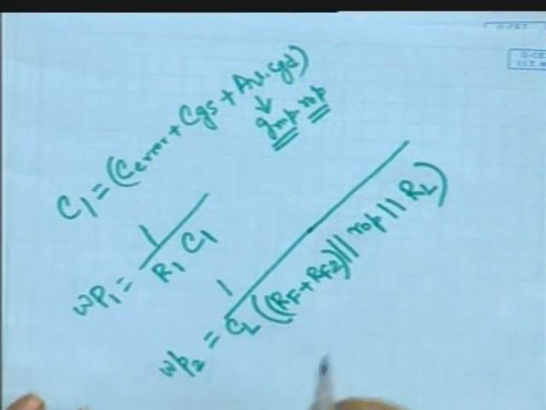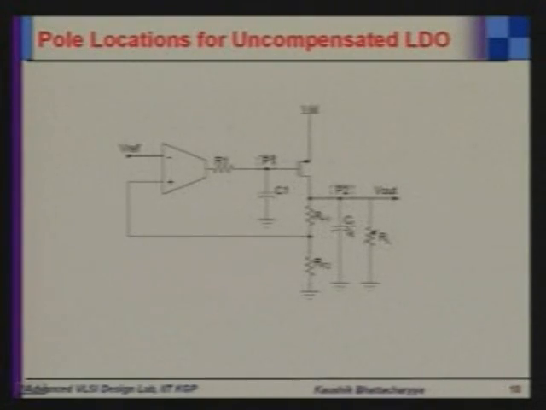Now, it is customary to compensate the high impedance node. For the on-chip regulator, CL is very small. For this, P1, the fast stage pole, will become the dominant pole. You know what a dominant pole is? P1 will become the dominant pole, and P2 will come at a higher frequency. P1 may be at 100 kilohertz or 200 kilohertz, and P2 will be at a higher frequency. This way compensation is done.